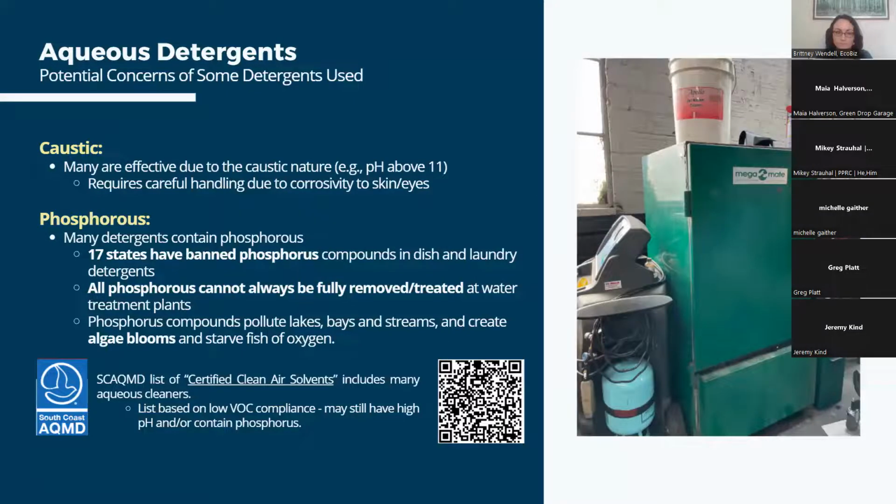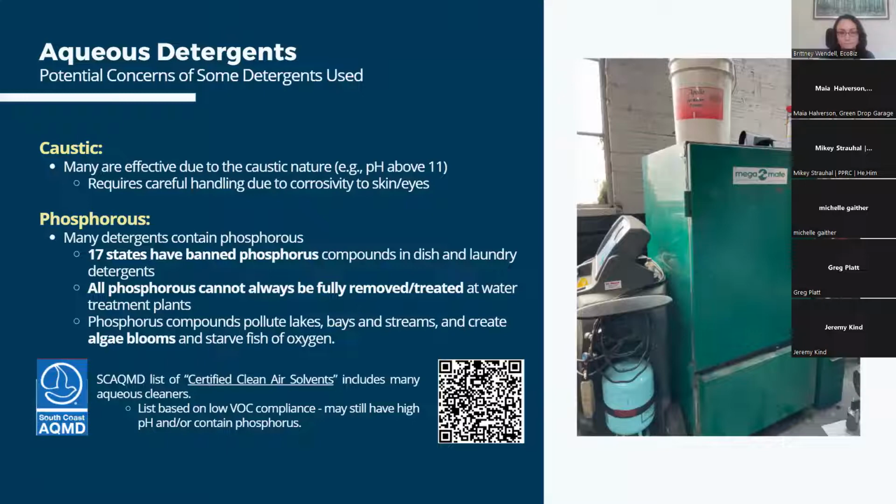Another issue is a lot of the detergents will have phosphorus in them, and 17 states have banned phosphorus in dish and laundry soaps, because if it gets to the wastewater treatment plant in significant amounts and they can't remove enough of it, it really impacts the waterways. A lot of phosphorus in waterways will create algae blooms and starve fish of oxygen.